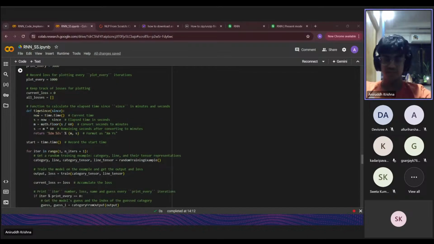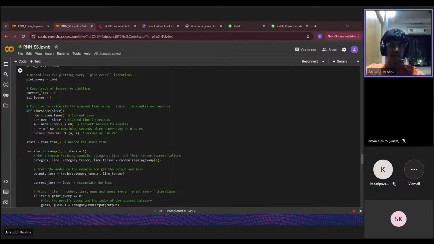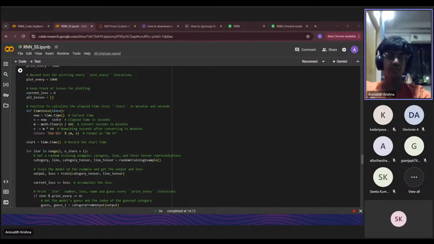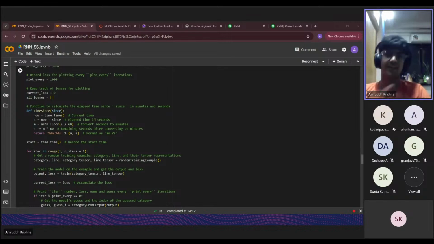So now this is the time function. Basically here, I define a function called time_since. This will give me the number of minutes and seconds my model is taking to run 5,000 epochs. So time.time() will give me the current time. s is basically the number of seconds. So the number of seconds would be the time now minus the time when I started. So for example, if now it's 7 o'clock and I started at 6:59, the number of seconds the model has taken is 60 seconds.